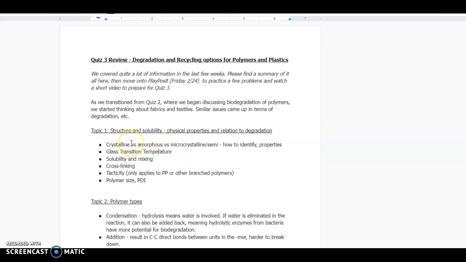If something's completely crystalline, it's hard to degrade because you can't really access it. Everything is nice and organized. When things are organized, they usually are packed nicely together, so it's hard to get in there. If something has a high glass transition temperature, it also means things are stuck in place. You can't really move around. If it's beyond the glass transition temperature, then you can start moving things around and potentially bacteria or other degradants could get inside.